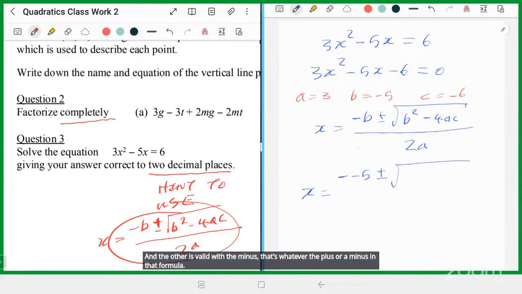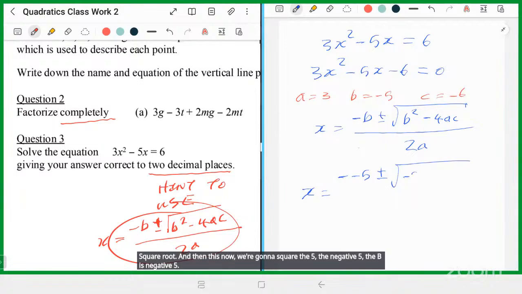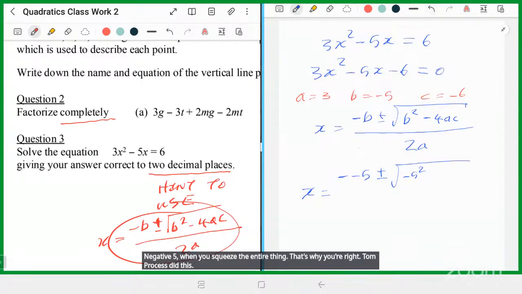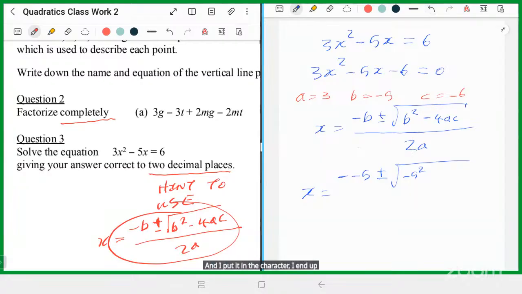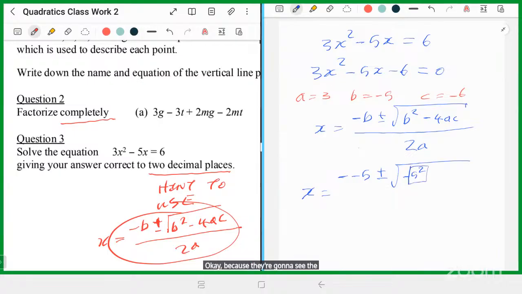Square root. And then now we're going to square the negative 5. The b is negative 5, and you're squaring the entire thing. That's how you write it. Some persons did this and then put it in the calculator, and you get the wrong answer, because the calculator is going to see the square only on the 5, which is wrong. It is the entire negative 5 that you're squaring.